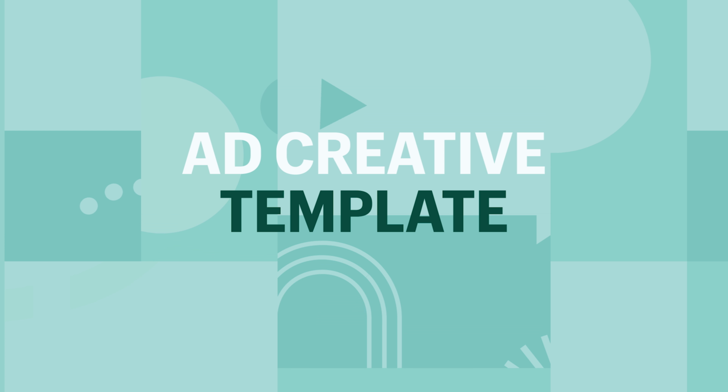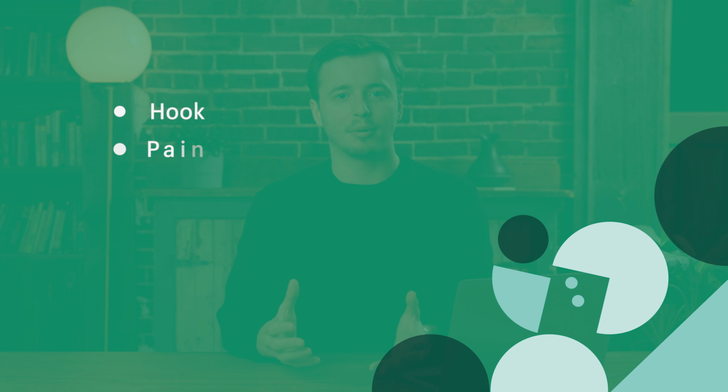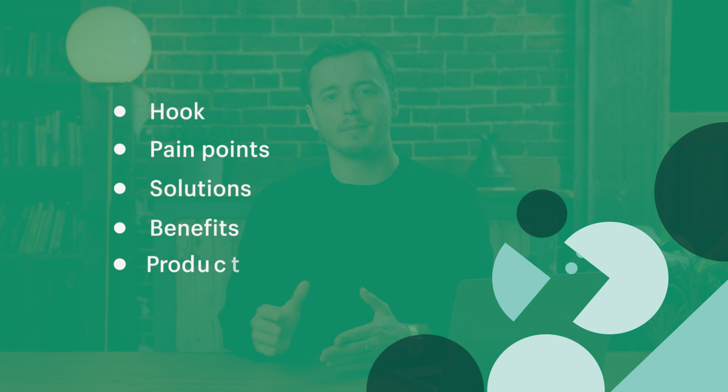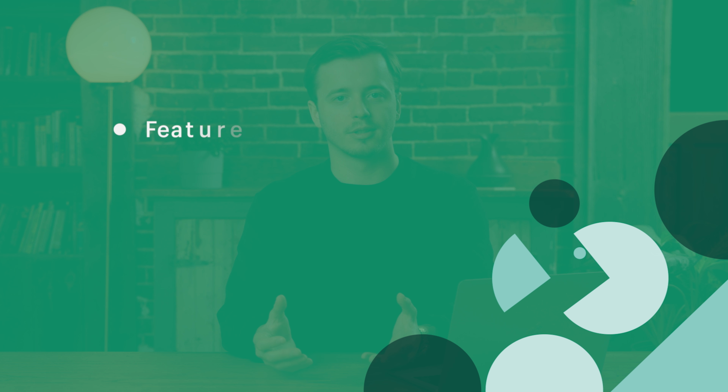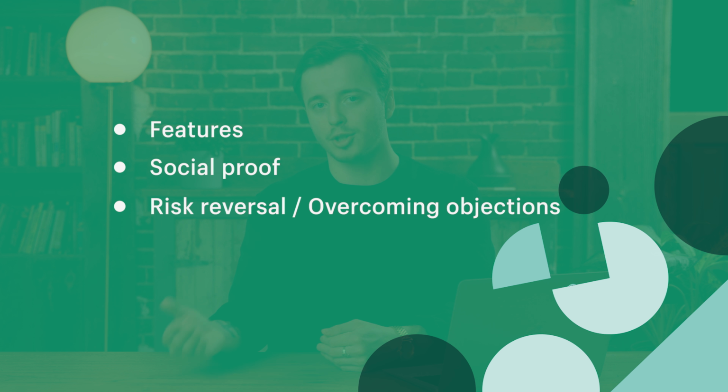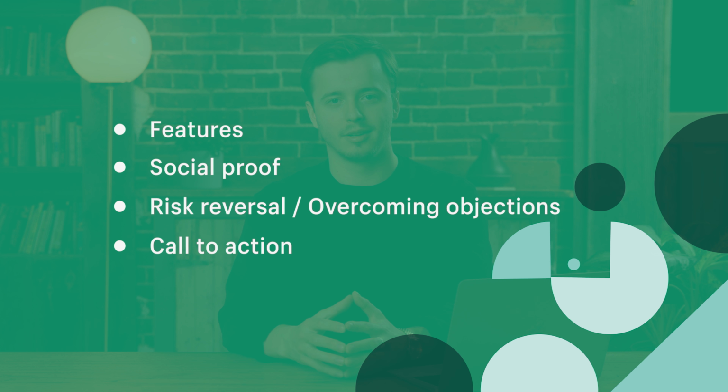In addition to AIDA, I wanted to offer a complementary framework that is more specific to advertising on Facebook and Instagram. This breaks down elements that effective ads are made of. First, we have the hook, we have pain points, solution, benefits, product demonstrations, features, social proof, risk reversal / overcoming objections, and a call to action. Now, let's look at this ad here and we can plot out where these things are happening.